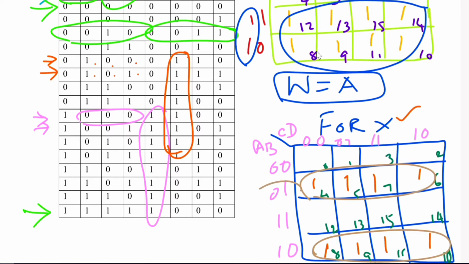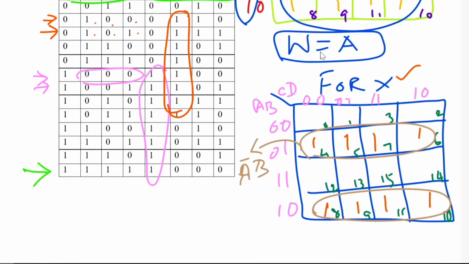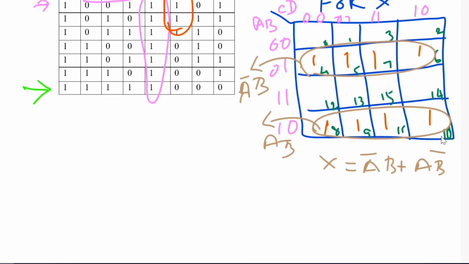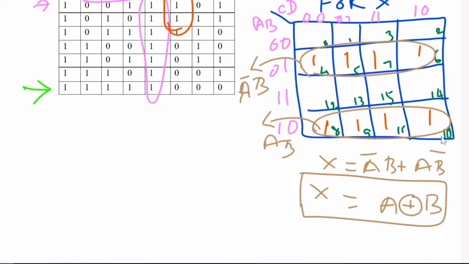So for here, what's our expression? It is A bar B. What is the expression here? It is A B bar. So what is the expression of X? X is equal to A bar B plus A B bar. If so, shall we write X is equal to A XOR B? That's fine. Then freeze this expression as it is for drawing the logic diagram.